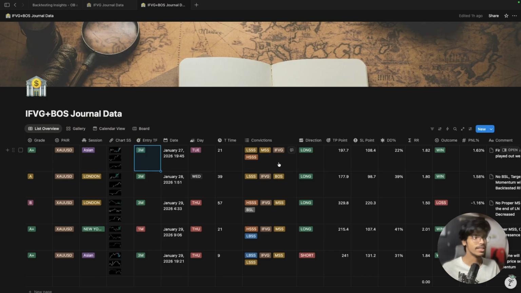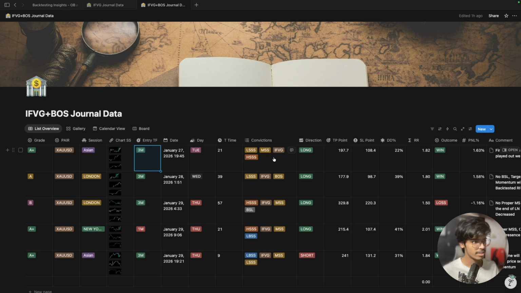The conviction. So basically, this is the amazing part. I don't want to watch this chart screenshot again and again, right? I don't want to put a story like I took the high side liquidity and then I put this and then market structure shift happened. I don't want to write a story like this. So what I did is I started writing convictions.